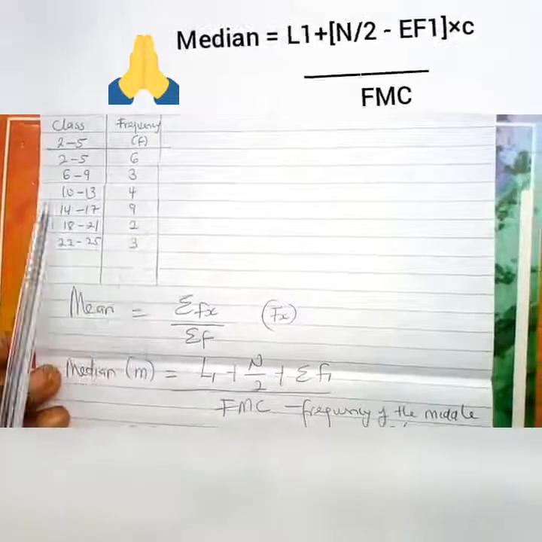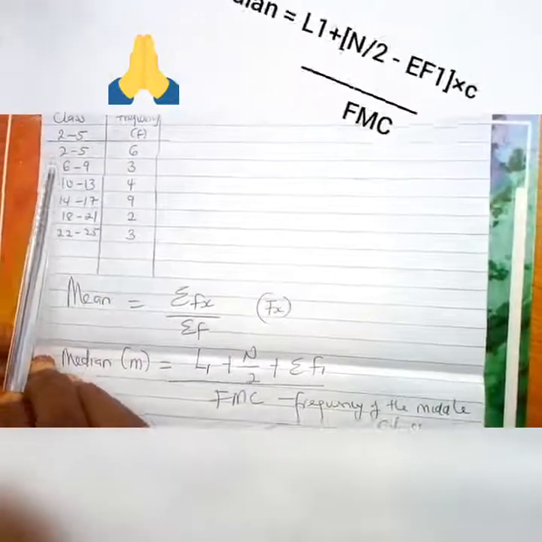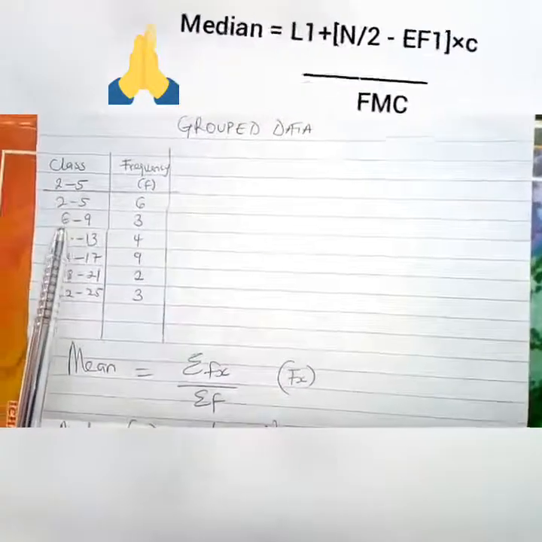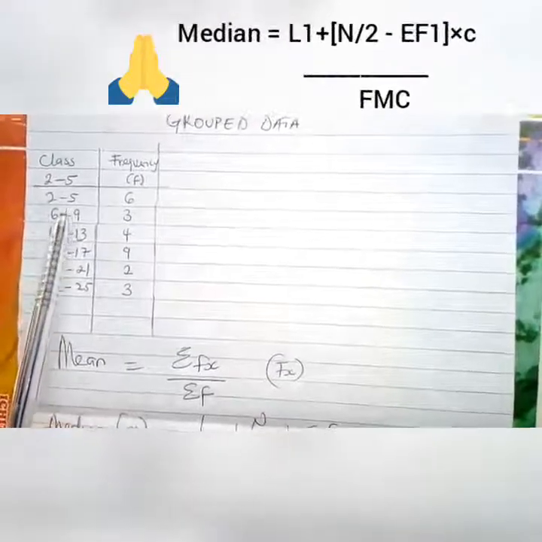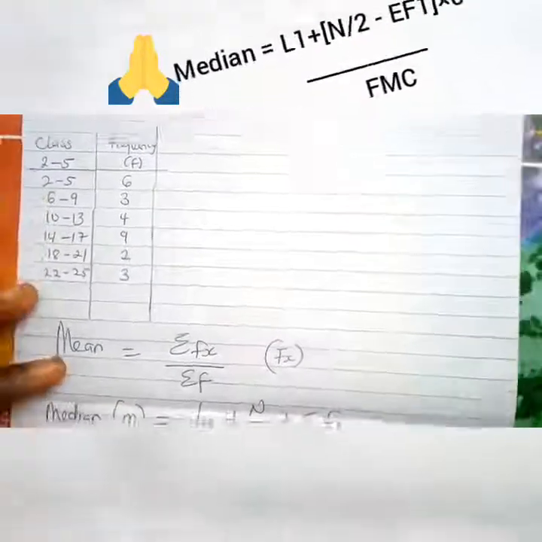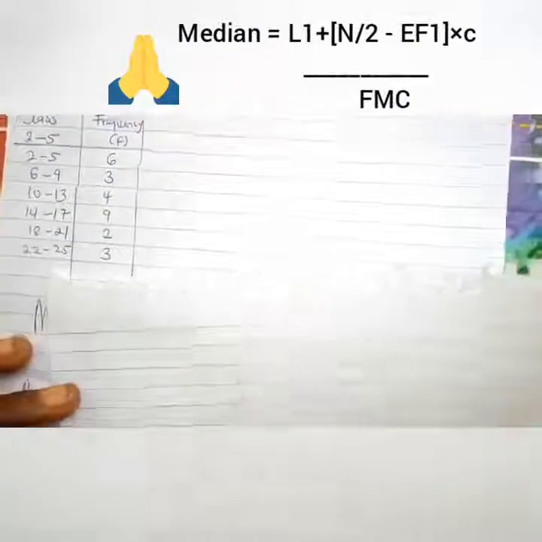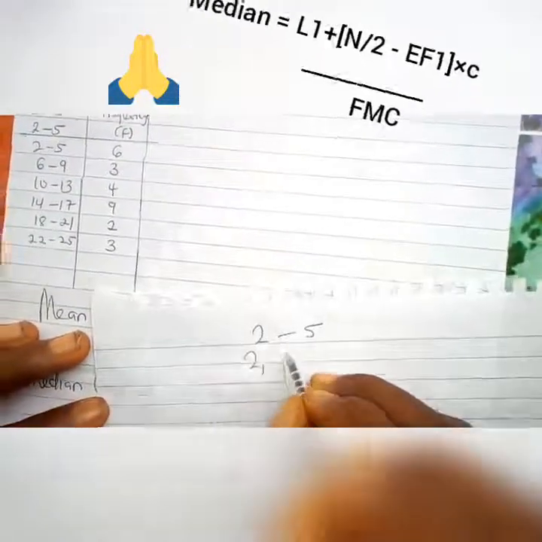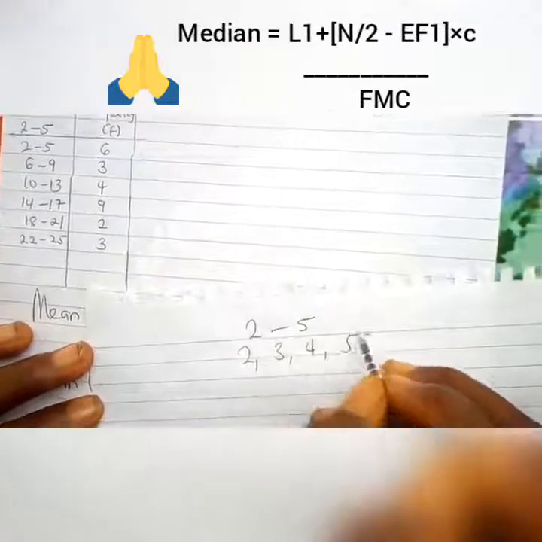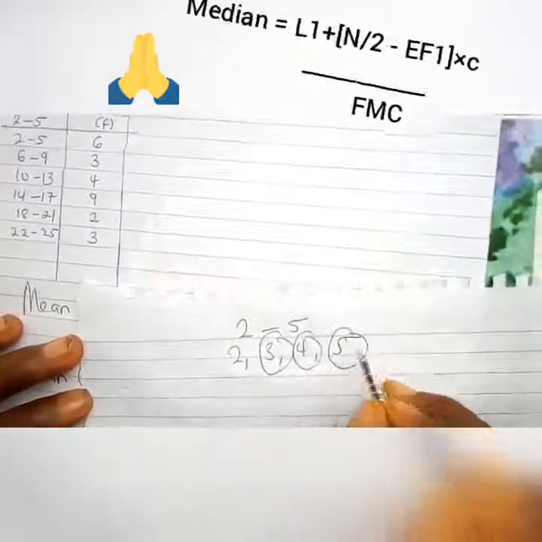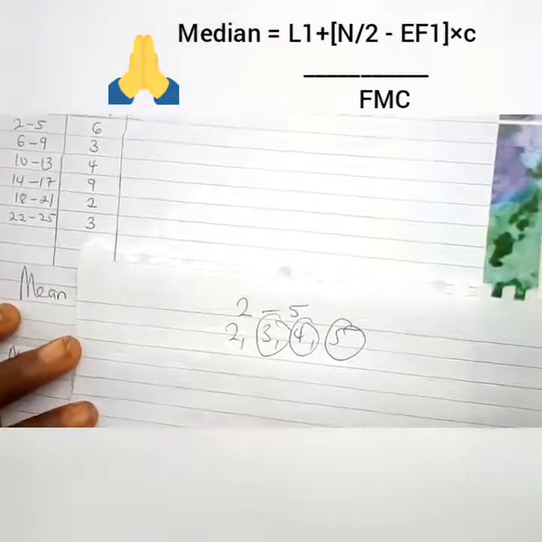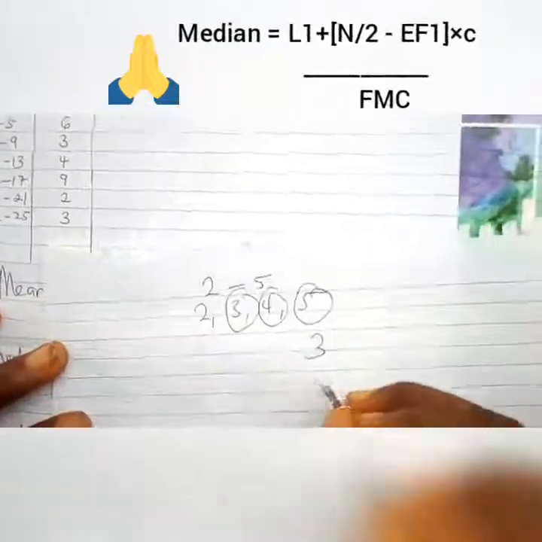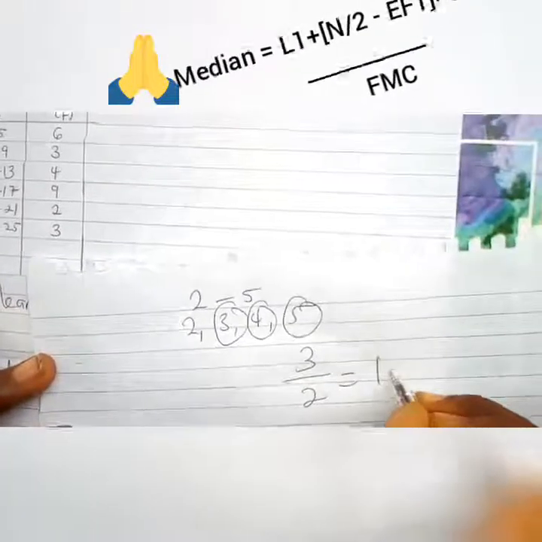So the first thing I want you to know is the interval between these two numbers. Between 2 and 5, we are having 3. That is, our class interval here is 3. Let me put it this way. Between 2 and 5, we have 2, 3, 4, 5. So we have 1, 2, 3. So 3 is definitely our interval. So take out the 3 and divide it by 2. That gives you 1.5.